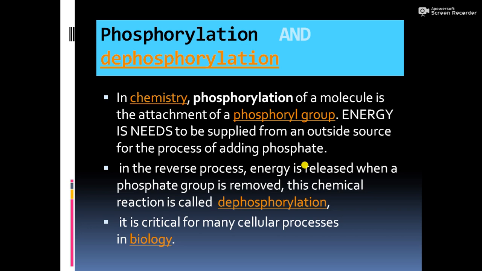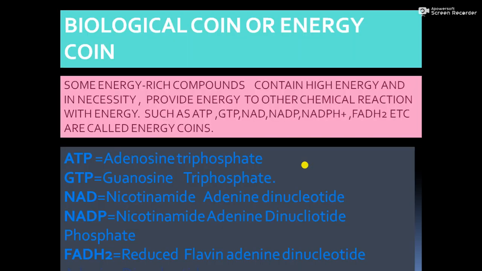Now the words phosphorylation and dephosphorylation. In chemistry, phosphorylation of a molecule is the attachment of a phosphoryl group. Energy needs to be supplied from an outside source for the process of adding phosphate. In the reverse process, energy is released when a phosphate group is removed. This chemical reaction is called dephosphorylation. It is critical for many cellular processes in biology. We will learn more about phosphorylation in a later slide, when we learn about the formation of ATP.